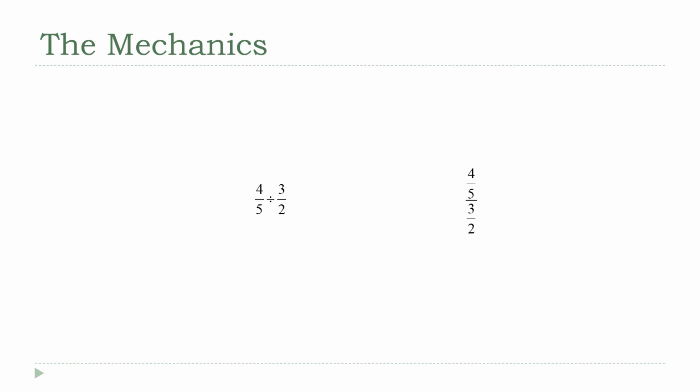Now, there are two different ways you can write a division problem with fractions, and I've got both of them here. One is the one on the left with just the classic division symbol. And the other one, on the right, you write as a fraction over a fraction. So it's a fraction of a fraction, if you will. These two expressions both mean exactly the same thing.